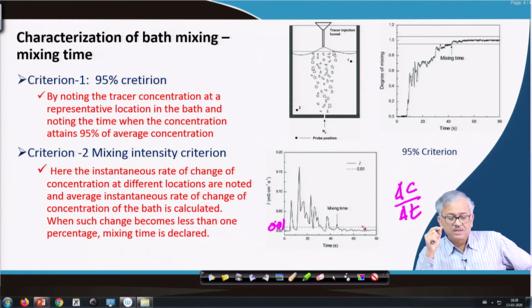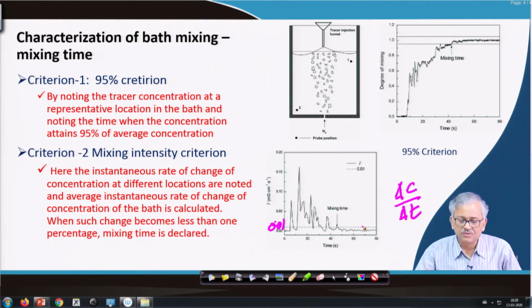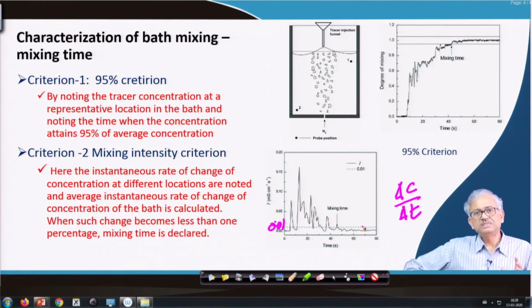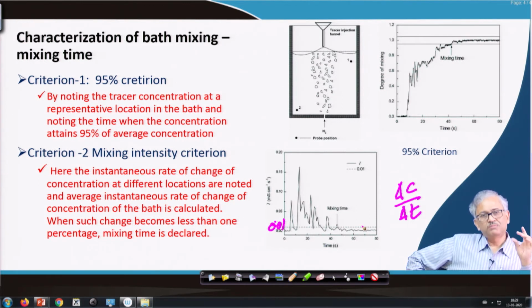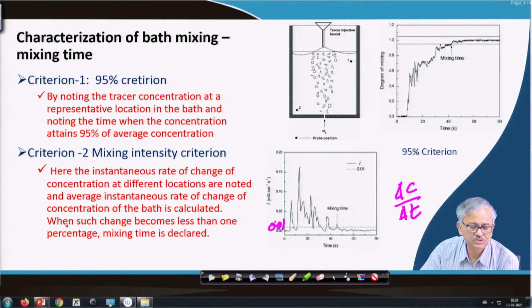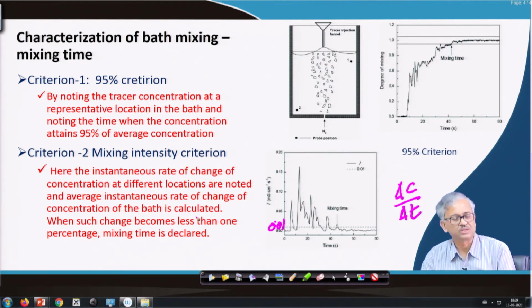So the instantaneous rate of change of concentration at a representative location, or the average over a number of locations, when it becomes less than 1%, you call it the mixing time. Here the instantaneous rate of change of concentration at different locations is noted, and the average instantaneous rate of change of concentration of the bath is calculated. That also you can do. And when such change becomes less than 1%, mixing time is declared. So this is the way.